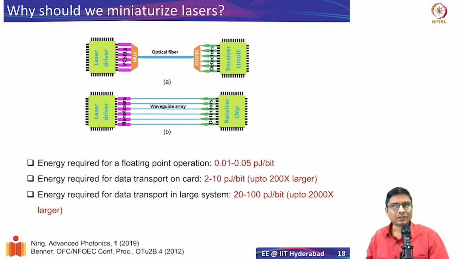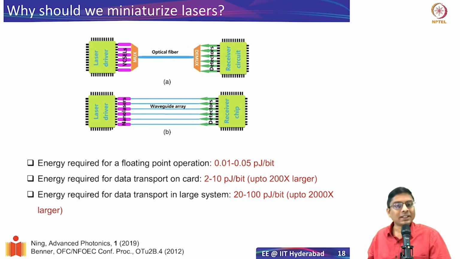Okay. Always when we miniaturize the electronic devices, we have seen that the amount of power consumption reduces, or at least reasonably remains the same, while the number of operations that we can do increases. Okay, so right now a typical amount of energy that is spent in performing a floating point operation is about 0.01 to 0.05 picojoules per bit. So it's a small amount of energy that is required to actually perform the operation, the logic.